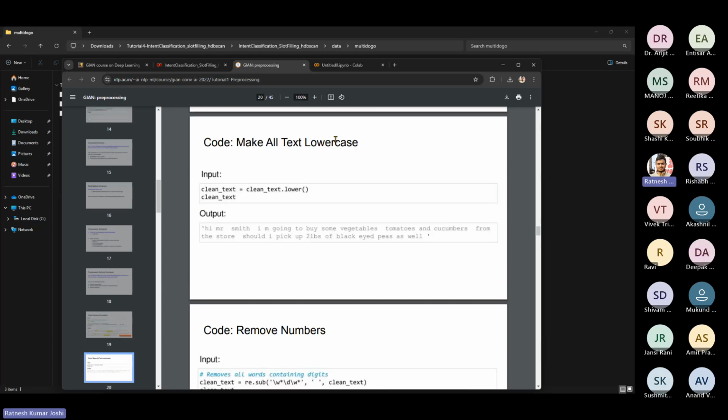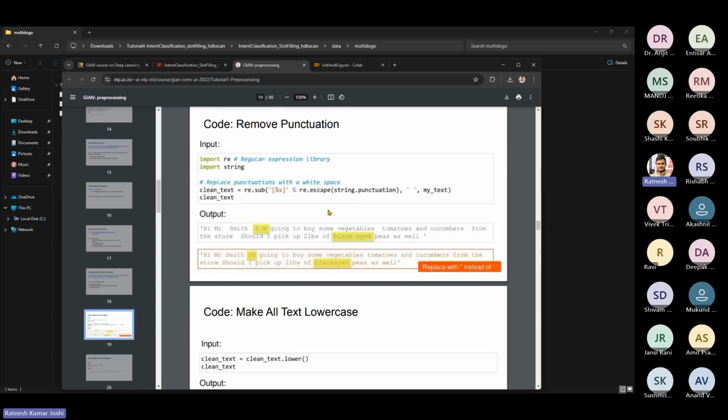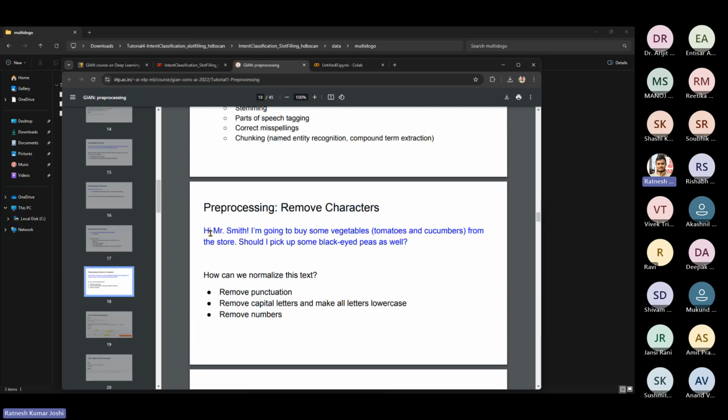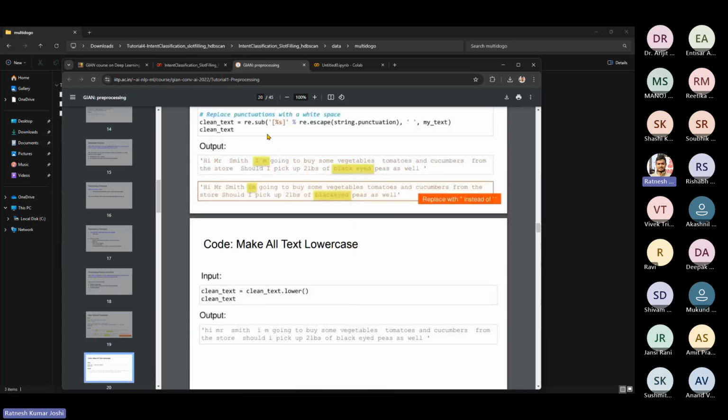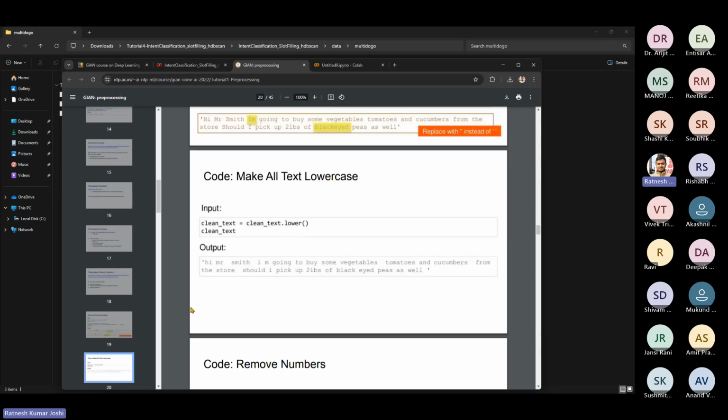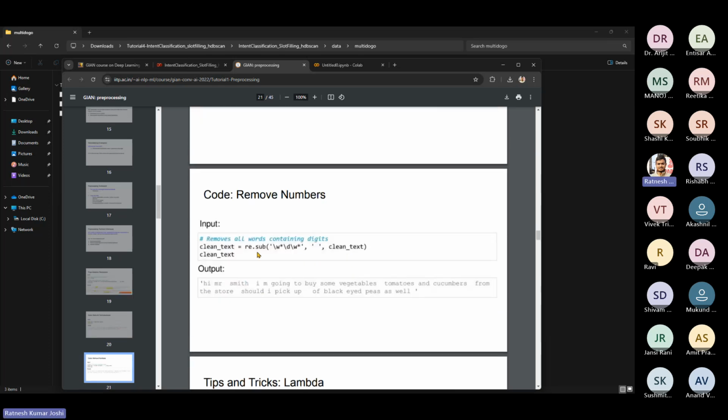How do we make all text lowercase? We can just use an inbuilt Python function called lower. Whatever string we have stored in clean text, which is the punctuation-removed version of the original input string, "Mr. Smith, I am going to buy vegetables", we will just write clean_text.lower() and we will remove all the capitalized characters.